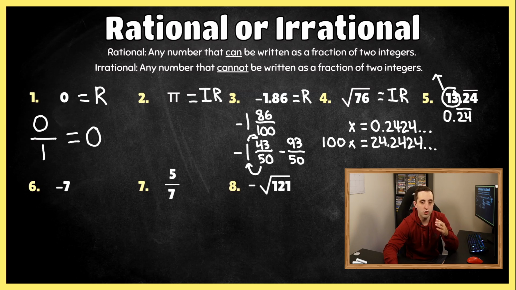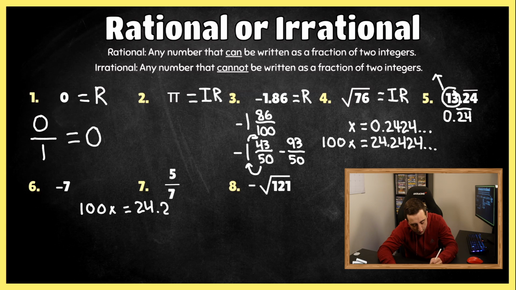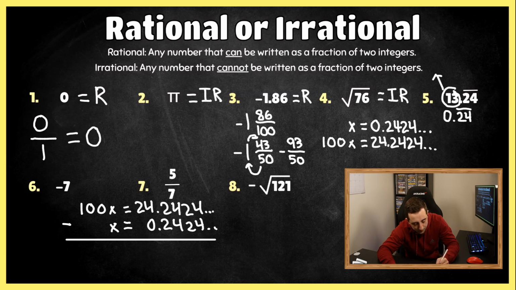Now that we have both of our equations, all we're going to do now is subtract them from each other. So we have 100x equals 24.2424... minus x equals, making sure that we line up the variables, the equal signs, the place value. So we have 0.2424... We'll draw our equal bar here.